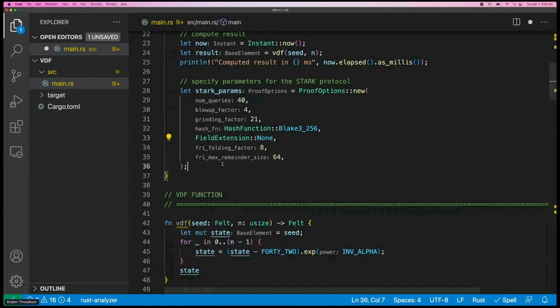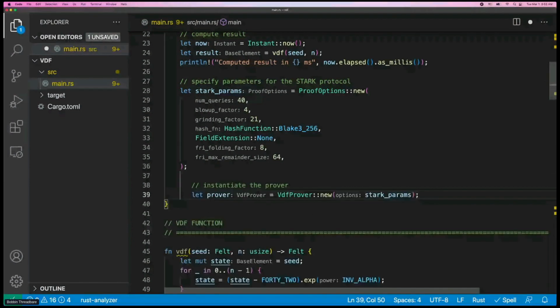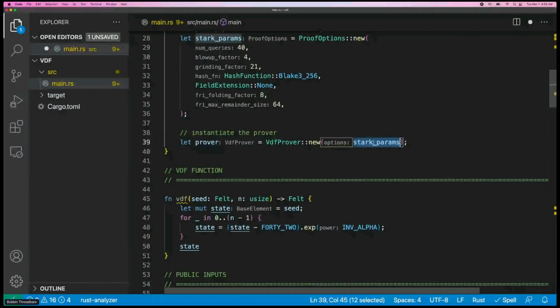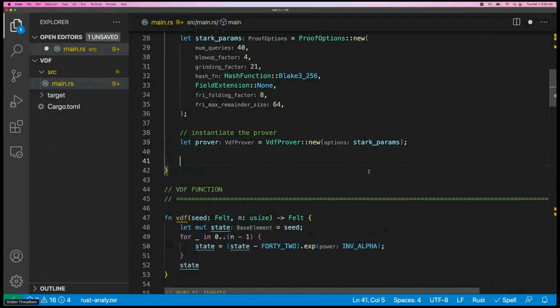And this is just very simple to do using the new function that we defined before. Again, we pass our start parameters, for the prover to be aware of the parameters for the protocol. And the next thing that we want to do is build an execution trace using this prover.